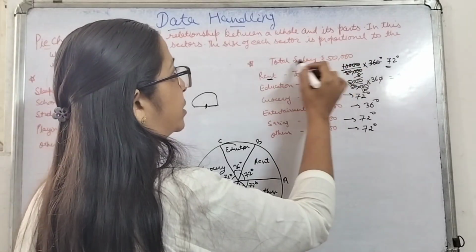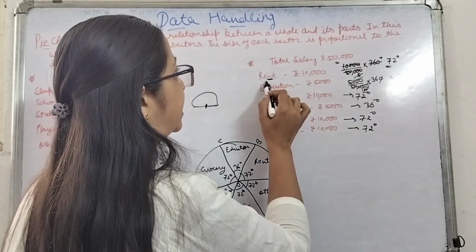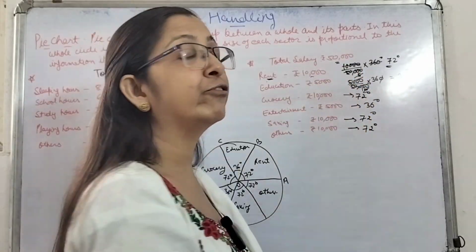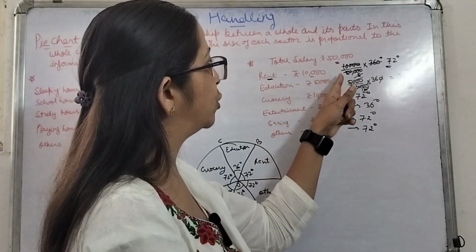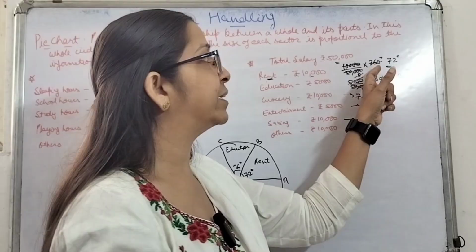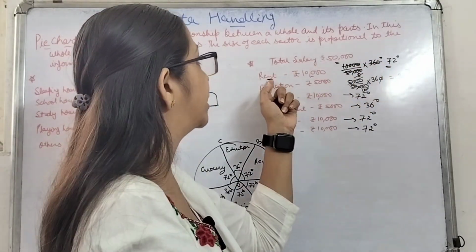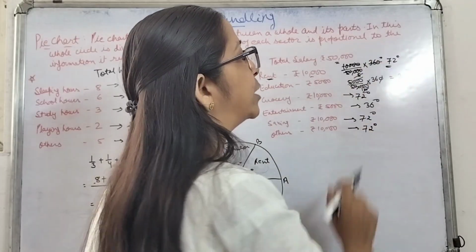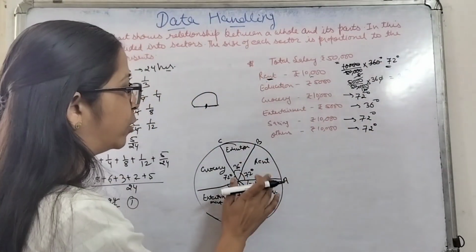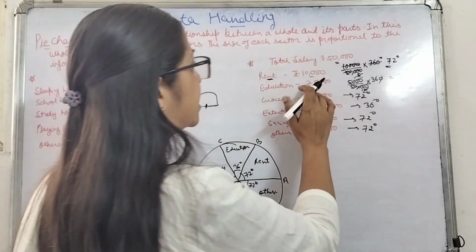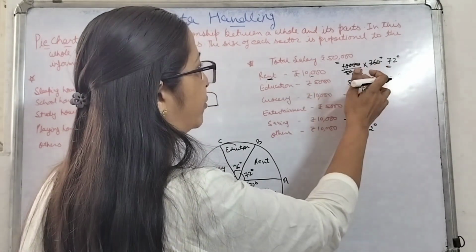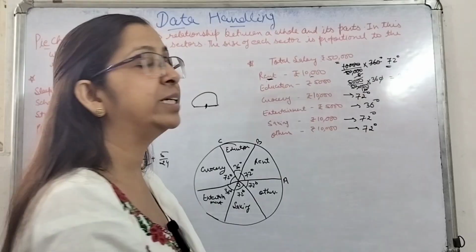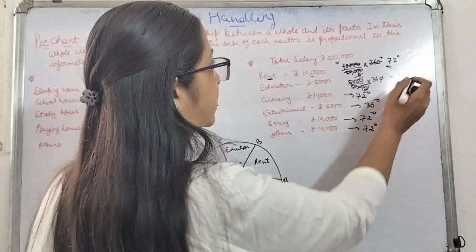Total money, your total salary, was 50,000 and money spent on rent is your 10,000. So 10,000 out of 50,000. So we will be doing 10,000 over 50,000, multiplied by 360 degrees, that will give you your 72 degrees. That means on rent it will be your 72 degrees. Similarly, education, it is 5,000. So the fraction will be 5,000 divided by 50,000 multiplied by 360 degrees. That will give you 36 degrees.